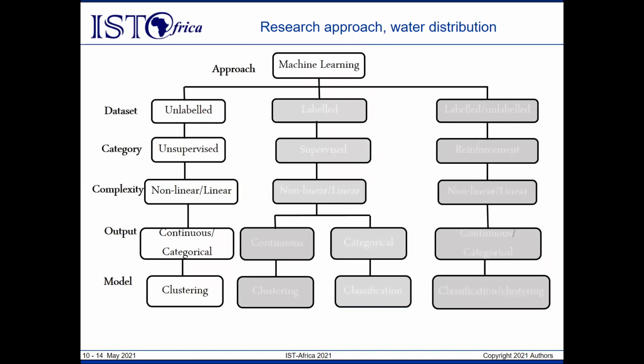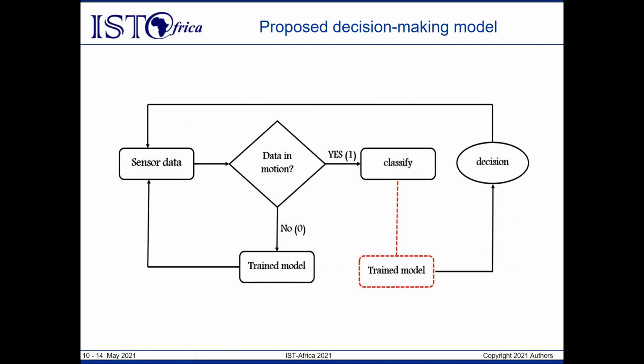But for water distribution, in this case, the data is unlabeled because it's not a matter of we can give it a certain category. So because the data is unlabeled, it uses the unsupervised learning method, and still the data can be linear or non-linear. It can be continuous or categorical. And then at the end of the day, we use the models that are called clustering models, right? So this is the almost generic decision-making model that we decided to use.